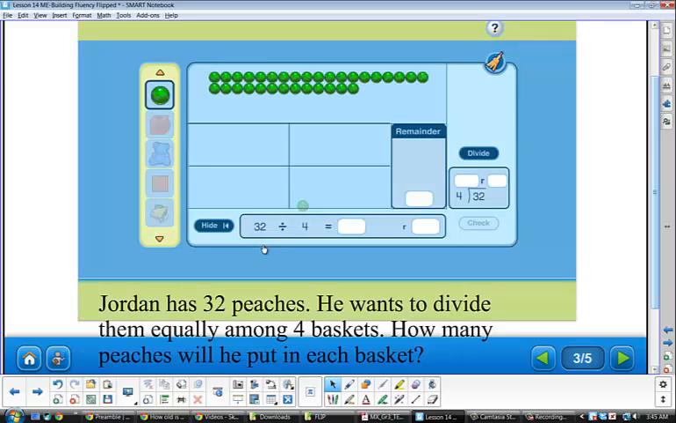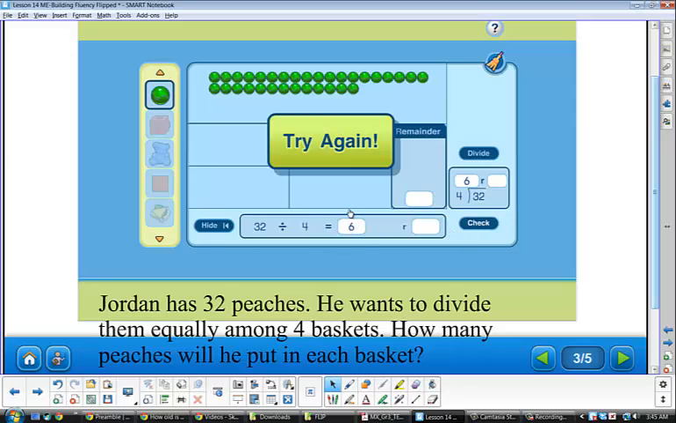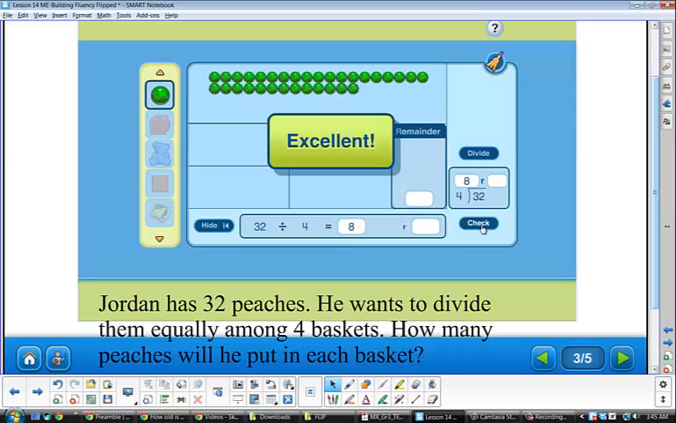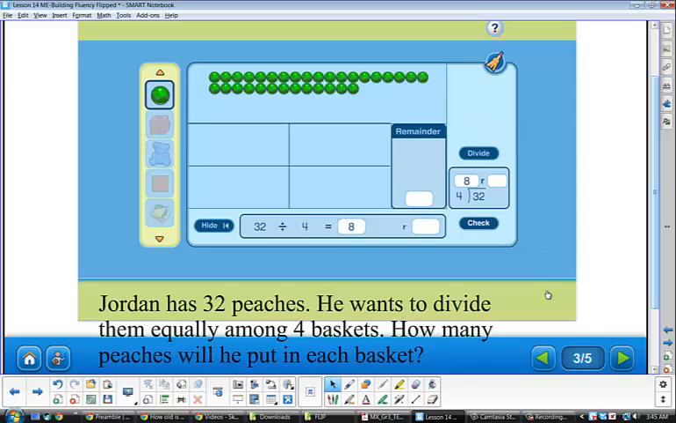Great, I have 32 divided by 4. Now I have to put in the answer, and so I'm going to type in 8. 32 divided by 4 equals 8. What if I put 6? I think it's 6. I'm going to check my answer. Try again. Okay, let's try 8. Because I'm the teacher, I know the answer. I got an excellent. Now you can check to see if you got that right, and hopefully we'll be able to have this tool in the computer lab on Thursday.